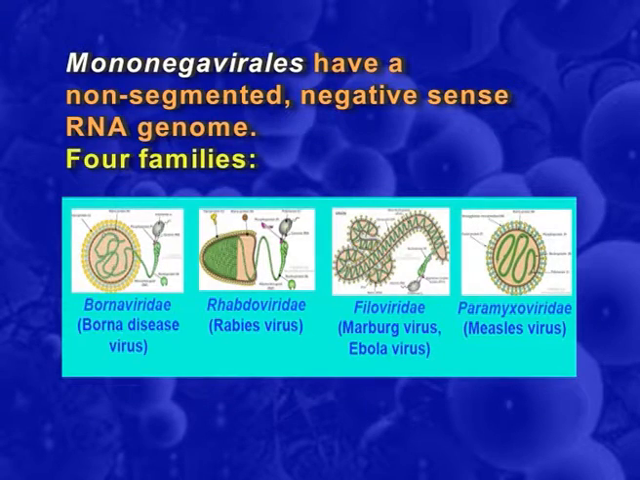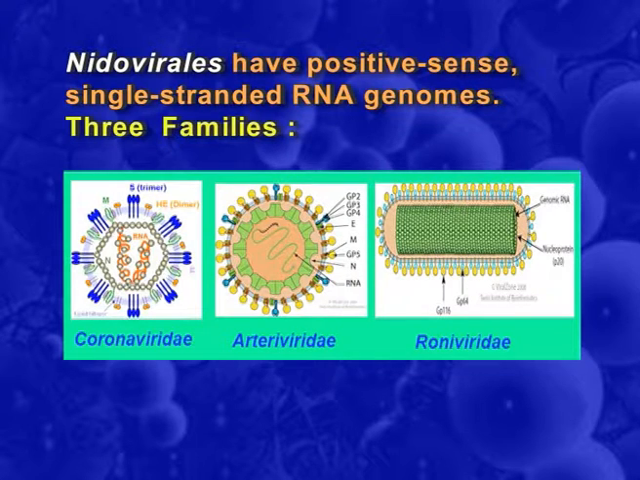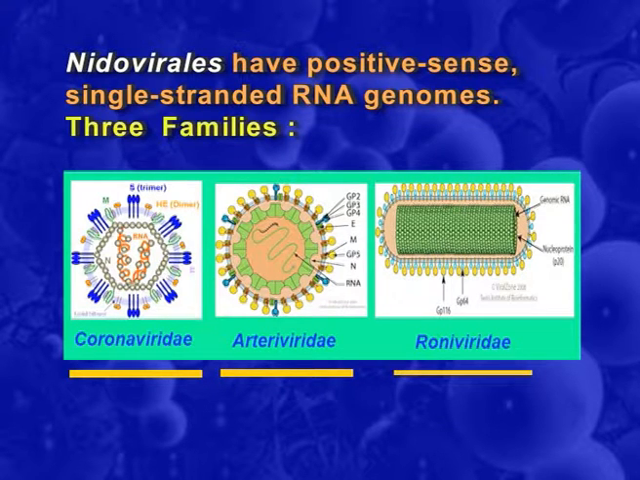Next, we come to Mononegavirales. Mononegavirales comprises non-segmented RNA viruses, which are of negative sense. It comprises 4 different families, namely Bornaviridae, Rhabdoviridae, Filoviridae and Paramyxoviridae. Next, we will be discussing the Nidoviral order. Nidovirales comprises 3 different families called Coronaviridae, Arteriviridae and Roniviridae. The special feature is that it has positive sense single-stranded RNA genomes.